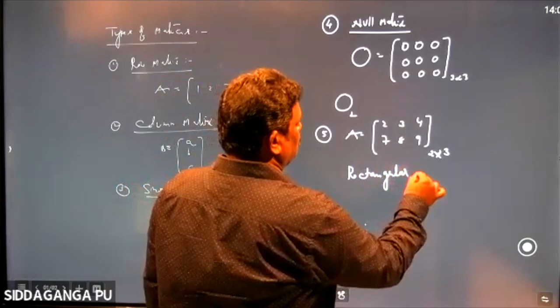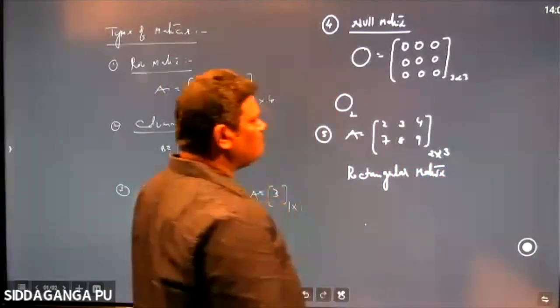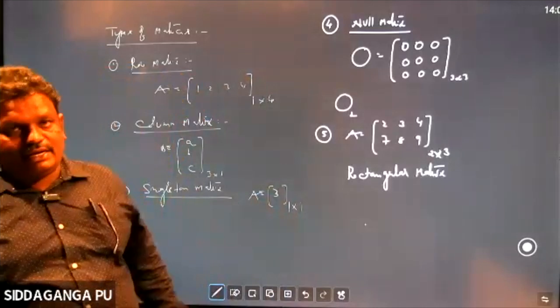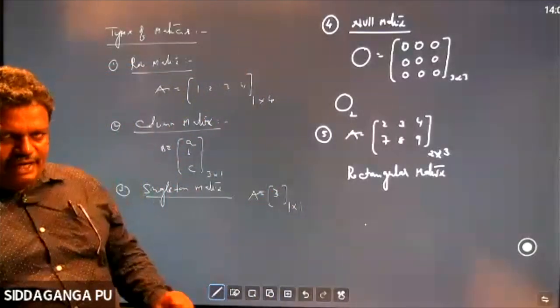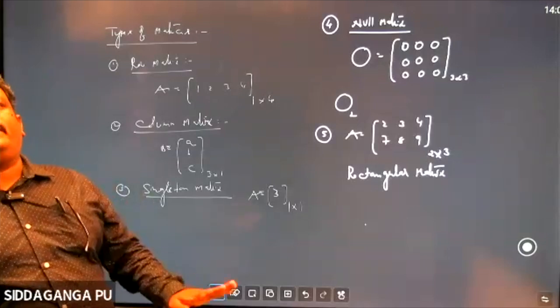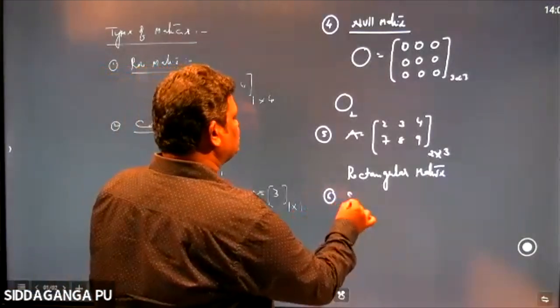Rectangular matrix. Why is it called rectangular? Because it has a rectangular shape. So the number of rows and the number of columns are different, then that matrix is said to be a rectangular matrix. Okay? Right. Next one, square matrix.